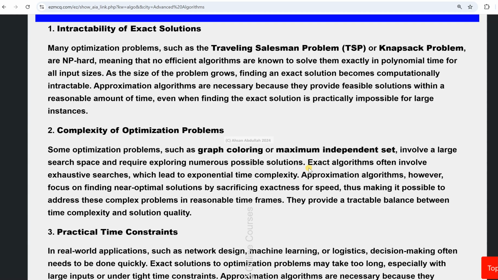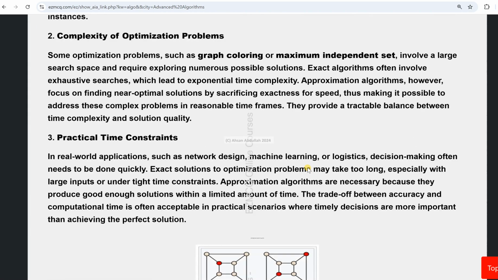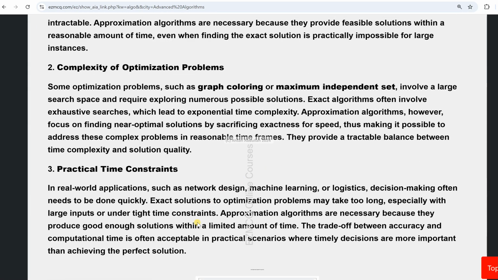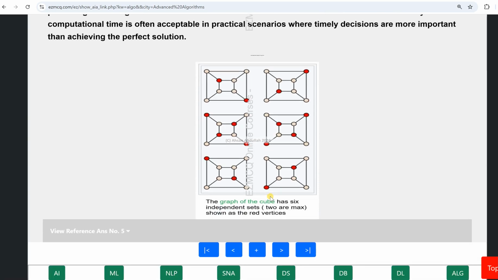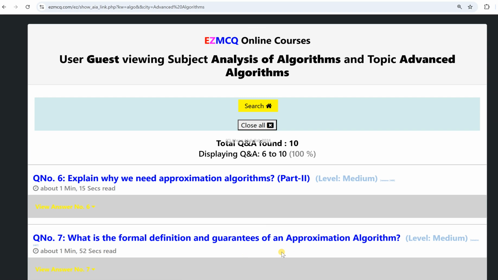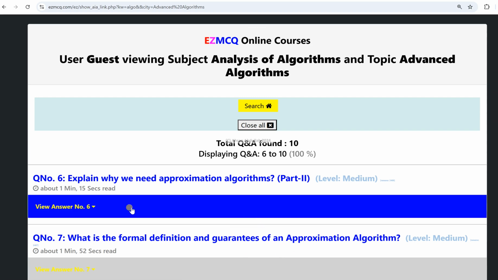All right. So one is the intractable nature of the problem, and then there is the complexity of the optimization problem, for example, graph coloring and maximum independent set, and so on. And then we have the practical time constraint. So we have covered all of this in part 12a of advanced algorithms for this topic. So let's move on to the second reason, or the second part, why we need approximation algorithms.